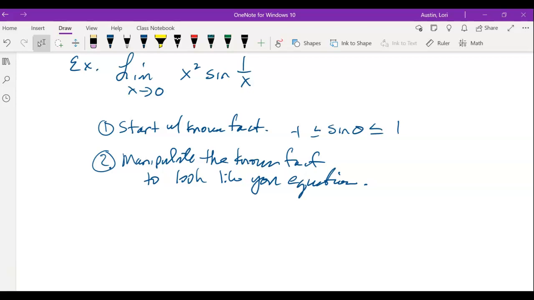All right, so now I'm not working with sine of theta. What's my theta in this problem? It's not sine theta, it's sine of what? 1 over x. That's okay. Guess what? Sine of 1 over x also has to be between 1 and -1, because sine of anything. So, yes. Manipulate the known fact to look like your equation.